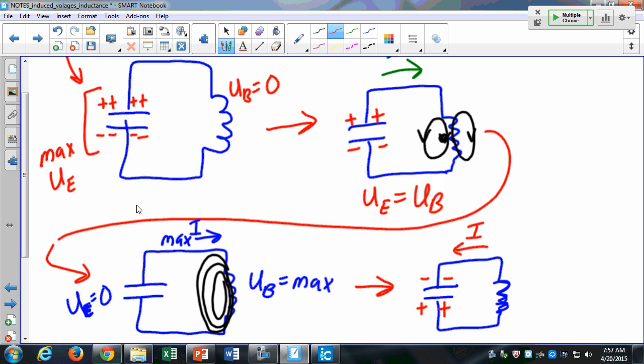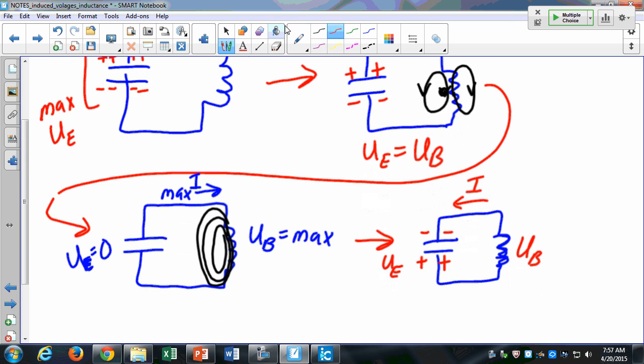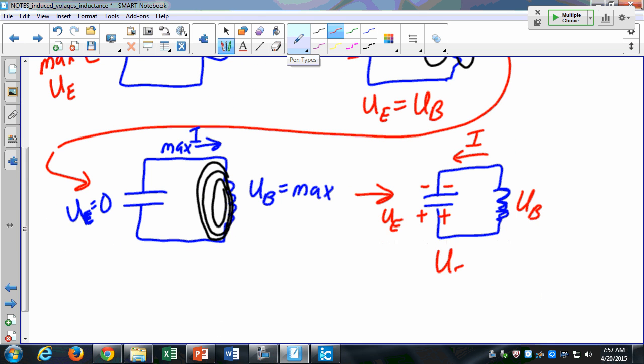Here I have a certain amount of energy stored by the electric field, and a certain amount of energy stored by the magnetic field. And I can say then that UE is equal to UB at some point in between. And it keeps going. So at some point you'll get a maximum current in this direction, and then that current will go away as the capacitor takes on its maximum energy, and it'll keep going through.